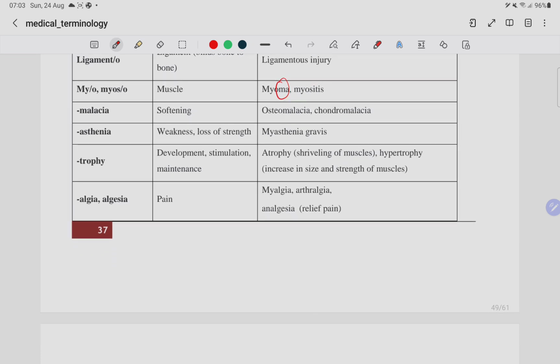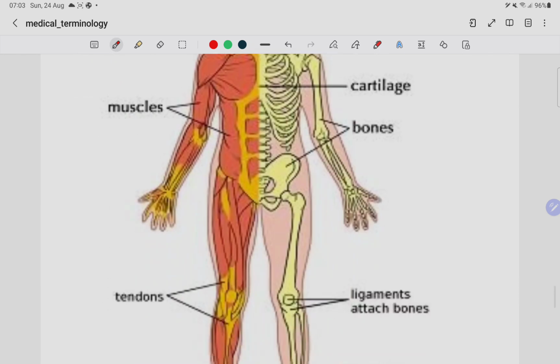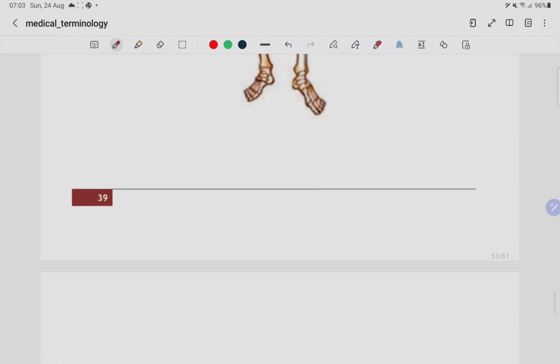Okay, atrophy means failure of development or stimulation. There is failure of the development if I say atrophy, and if there is an increase in the size of the cell, it means hypertrophy. Algia means pain. So myalgia means pain in the muscles. Arthralgia means pain in the joint. That is the musculoskeletal system.